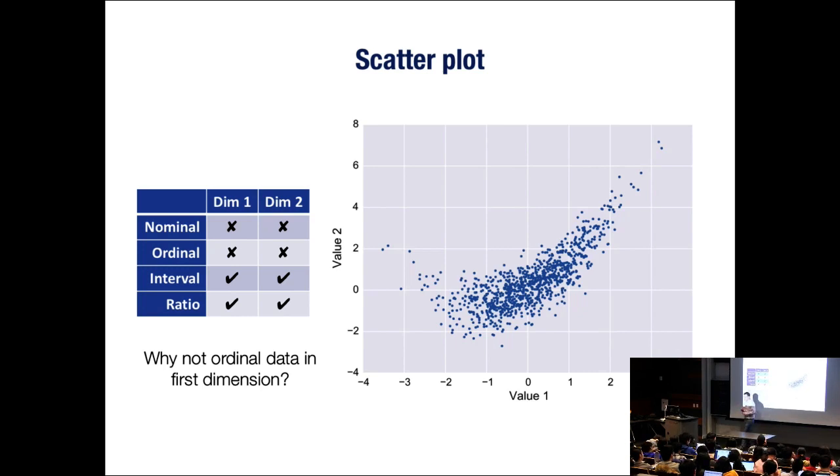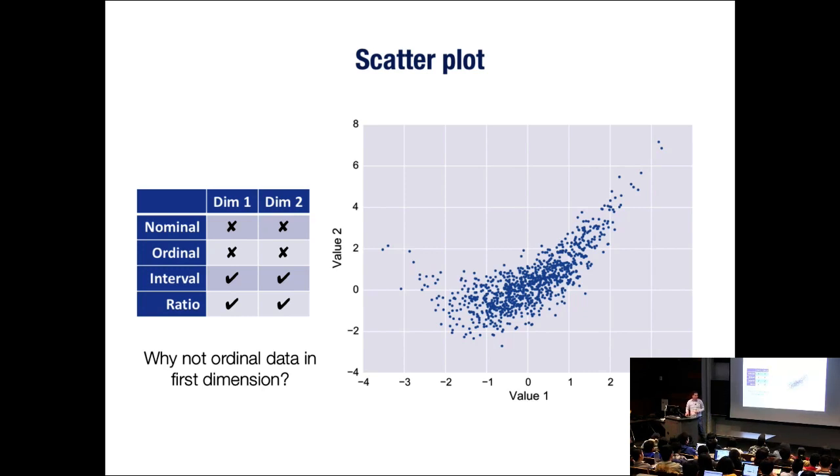And so the reason I would say not for ordinal is, it can be fine, especially if you have a lot of categories. But in general, the failure mode of scatter plots happens when you start overloading the density, the space you have in the plot, and that happens much quicker for ordinal data.